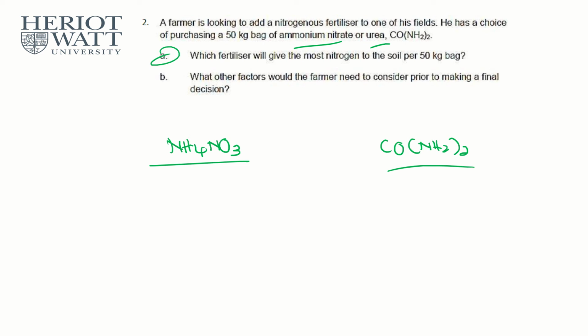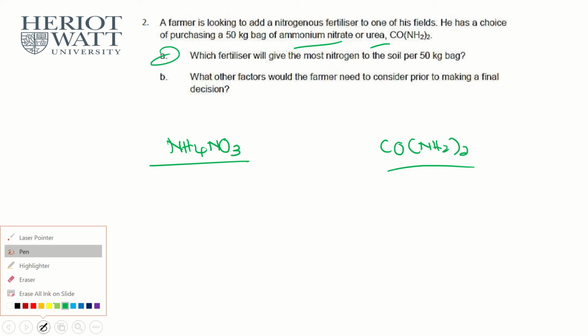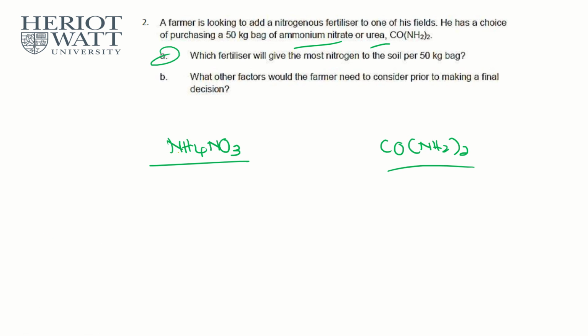So which one gives you the most nitrogen per 50 kg? So how do we do that? In a simpler way, I will just use this. Now, how many nitrogen atoms do we have here? Let me change the color. We have 1 nitrogen, 2 nitrogen. So the total is 14 times 2. That's the mass of nitrogen, and then divided by the molar mass of the whole thing. Wait, let me calculate: 28 plus 4 plus 48. So it's 80.